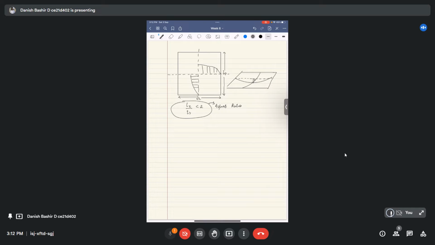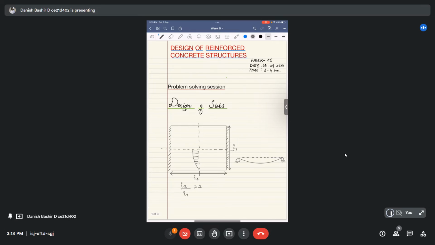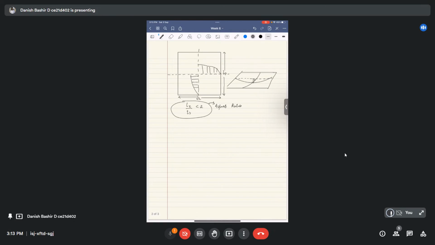So we will have to differentiate these two slab systems on this aspect ratio. If the aspect ratio is greater than 2, we will have one-way slab action, and the slab will predominantly bend in one direction. If we have aspect ratio less than 2, we will have bending in two directions. These two-way slab systems will be studied in further weeks, and later we will solve problems on these two-way slab systems as well.